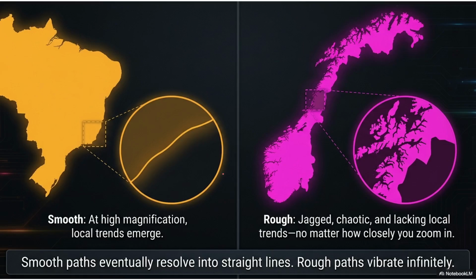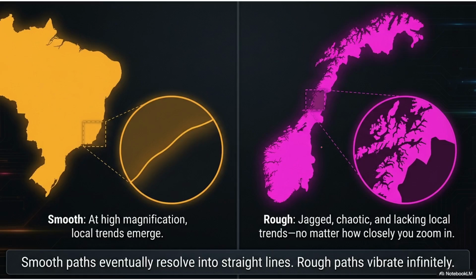So, before we get to the math, we need a mental model. See, roughness is fundamentally about what happens when you zoom in on a path. The smooth path, when you zoom in far enough, eventually starts to look like a straight line with well-defined local direction. On the other hand, the rough path never does this. No matter how closely you zoom in, it keeps looking jagged, irregular, and chaotic.